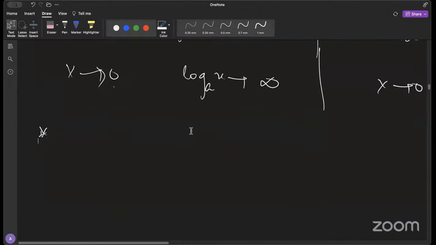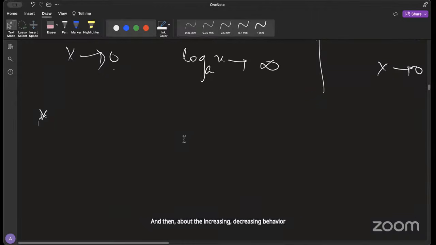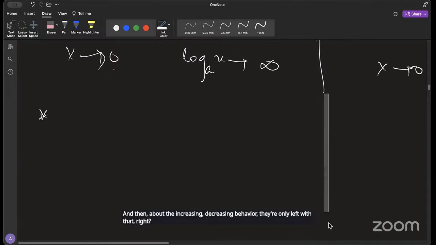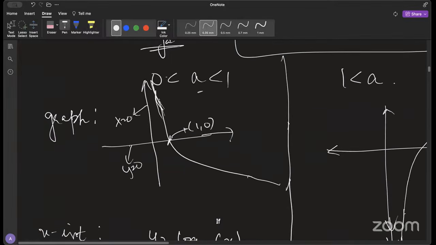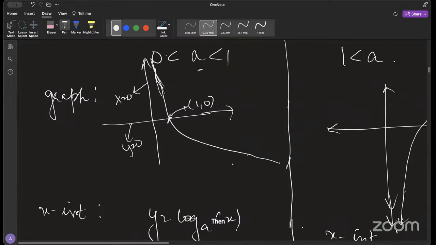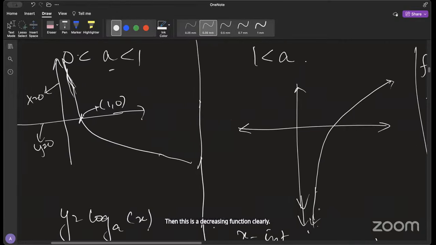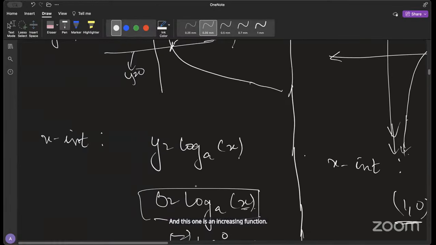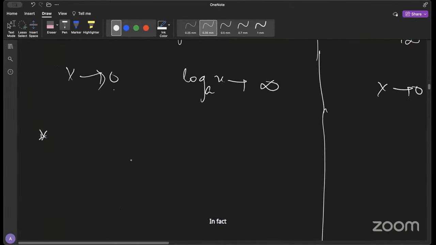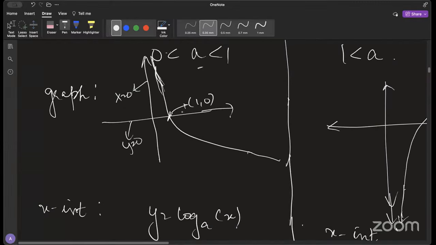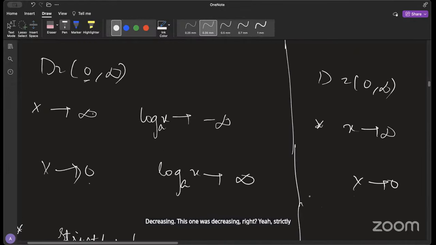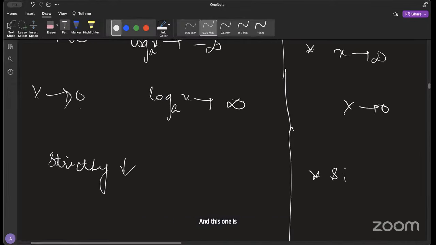And then about the increasing, decreasing behavior, we're only left with that, right? So you can tell that from here. If this is your curve, then this is a decreasing function clearly, and this one is an increasing function. In fact, you can also call them strictly increasing and strictly decreasing. This one was decreasing, right? Yeah, strictly decreasing. And this one is strictly increasing.